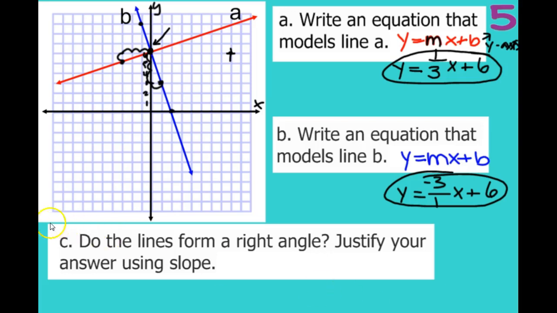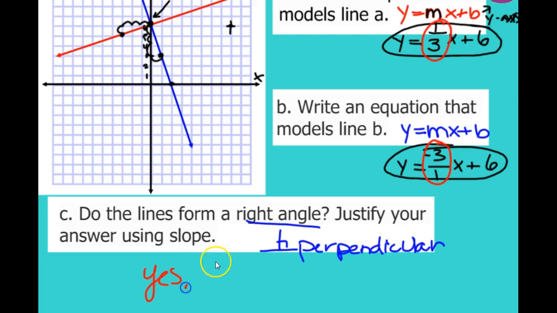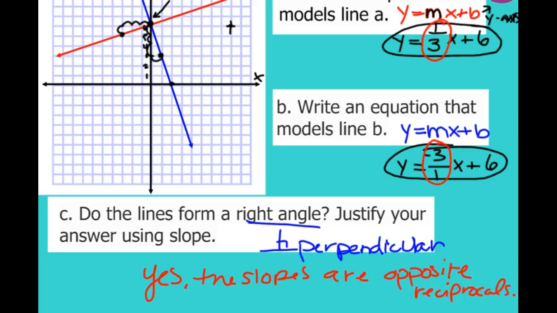So it's asking us the question, do these lines form a right angle? We know right angles are perpendicular lines, meaning the slopes are opposite reciprocals. So looking here, our slope is 1/3. Our slope here is -3 over 1. They are opposites, positive, negative, and this one's 1 over 3 and this one's 3 over 1. So yes, because the slopes are opposite reciprocals. That would be our justification.